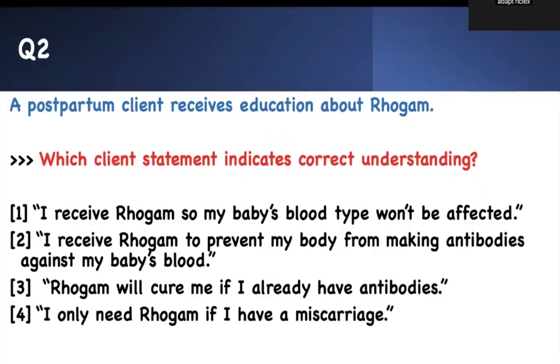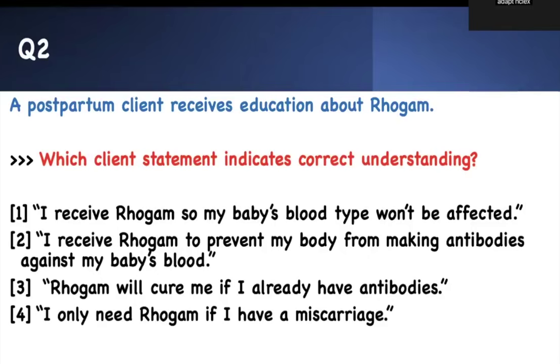In another series, I will give you the indication for Rhogam. Which client statement indicates correct understanding? A postpartum client receives education about Rhogam. What do you think? I receive Rhogam because, one, so my baby's blood type won't be affected. Is that the reason why? Two, I receive Rhogam to prevent my body from making antibodies against my baby's blood. Three, Rhogam will cure me if I already have antibodies. Four, I only need Rhogam if I have a miscarriage.